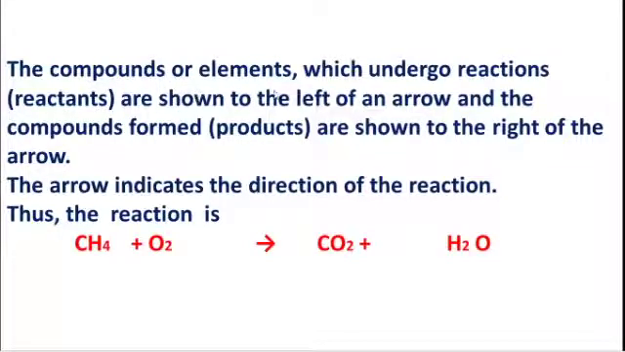The compounds or elements which undergo reactions, called reactants, are shown to the left of an arrow. And the compounds formed, that is products, are shown to the right of the arrow. The arrow indicates the direction of the reaction. The reaction is CH4 plus O2 gives CO2 plus H2O.